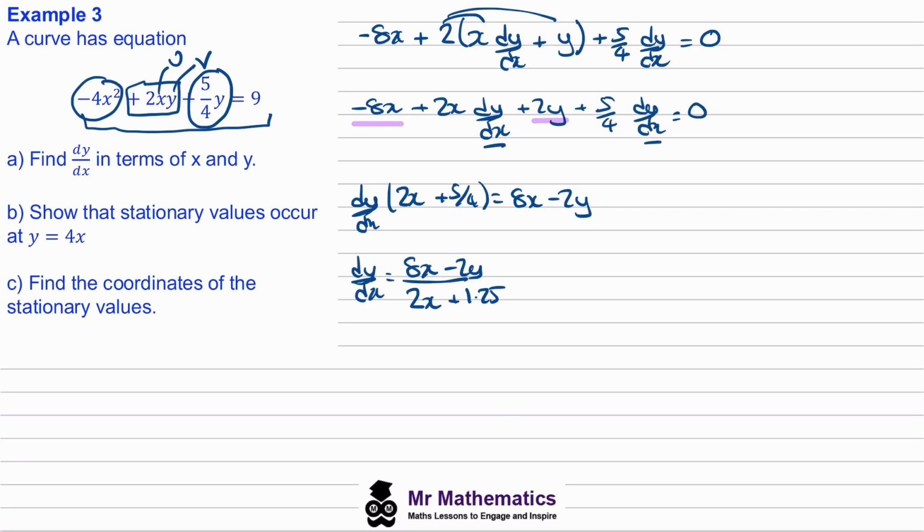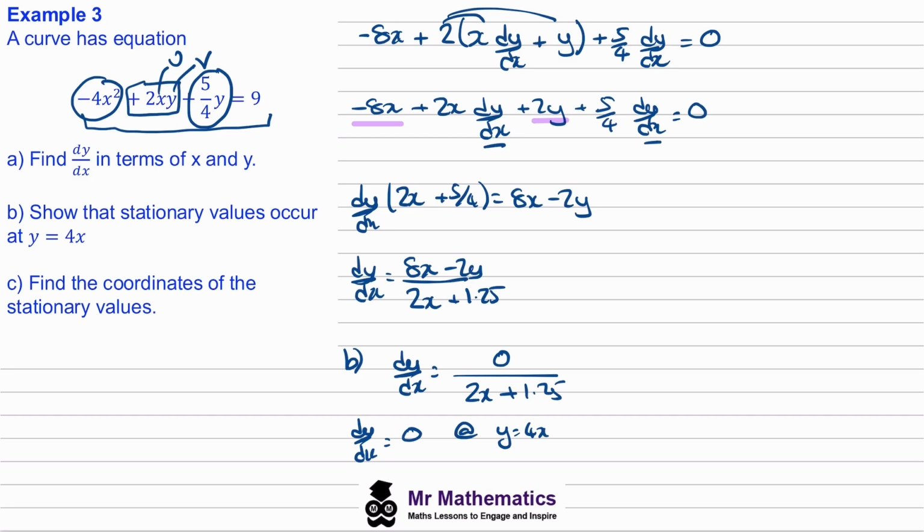For part B, showing that the stationary values occur at y equals 4x. So we need to substitute this 4x into our y. So dy by dx will equal 8x minus 2 lots of y, which is 4x. So this becomes 8x over 2x plus 1.25. And when you have 8x minus itself, we get 0. So this will make dy by dx equal 0, which is our stationary point. So we can say that dy by dx equals 0 at y equals 4x.